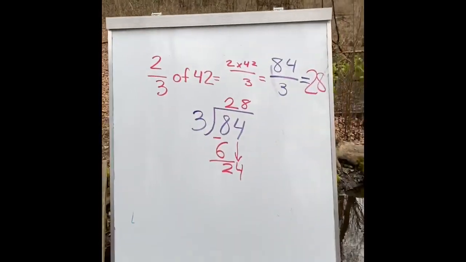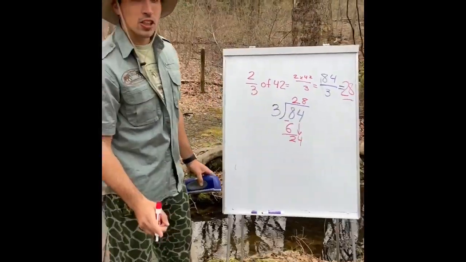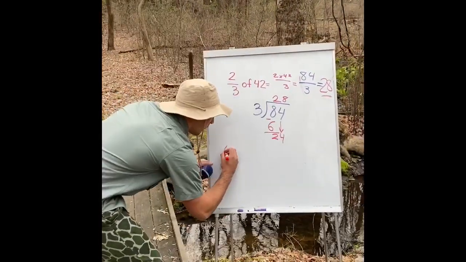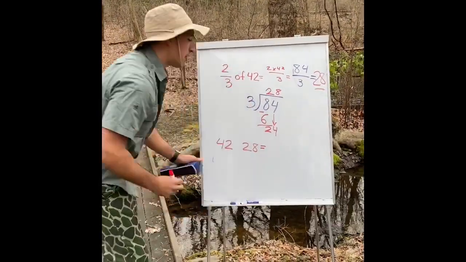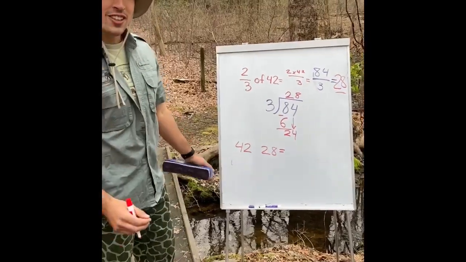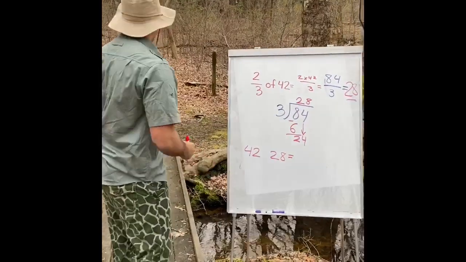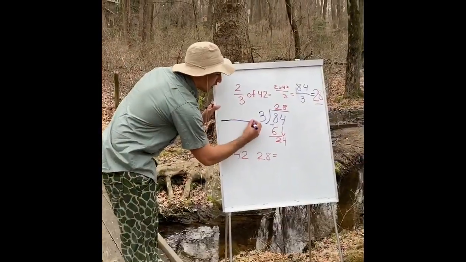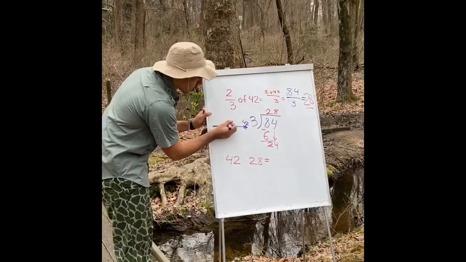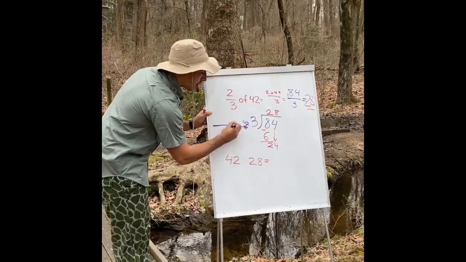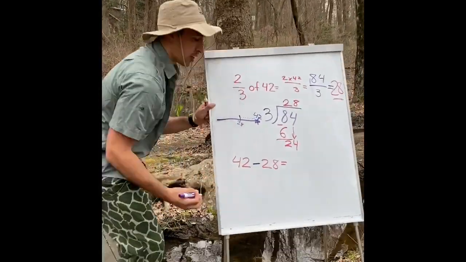So now that I know that I hiked 28 miles so far, how many miles do I have left to get to the temple? 42, 28. How many miles do I have left? Are we going to add, subtract, multiply, or divide? Okay, good. If the temple is 42 miles away and we already hiked 28 miles, how many miles do we have left? You guys should have picked subtraction.